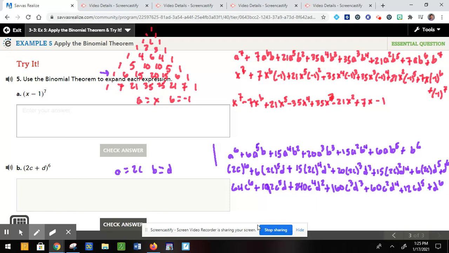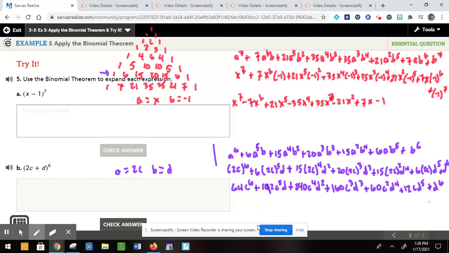2 to the 5th is 32 times 6 is 192. And then c to the 5th, d. Here, 2 to the 4th is 16. 16 times 15 is 240. c to the 4th, d squared. Here, 2 cubed is 8 times 20 is 160. And you've got the variables. 2 squared is 4 times 15 is 60. Here you just have 6 times 2 is 12, and then the last one has no coefficient.